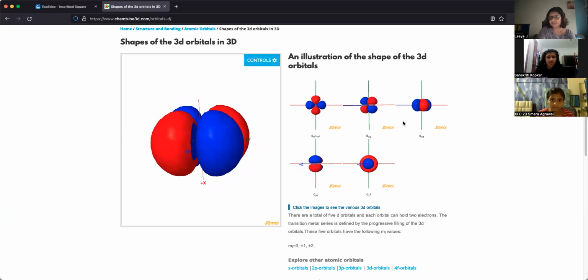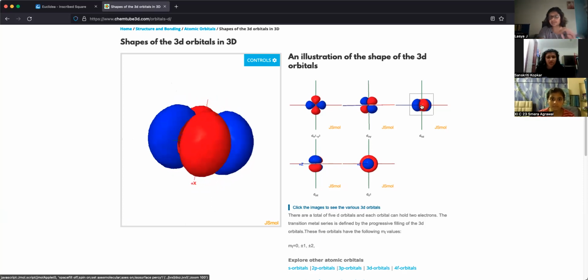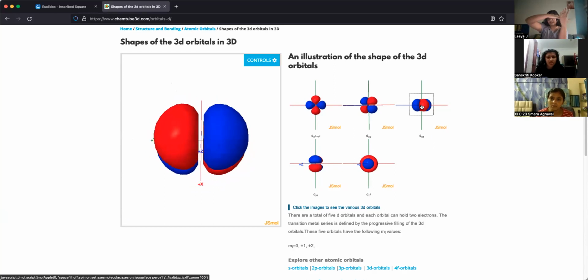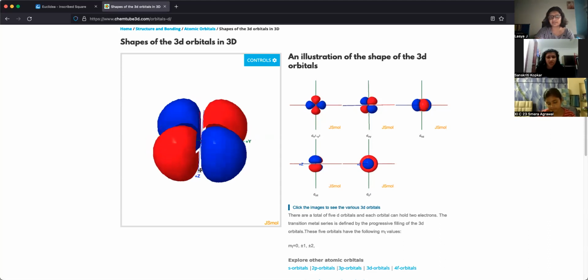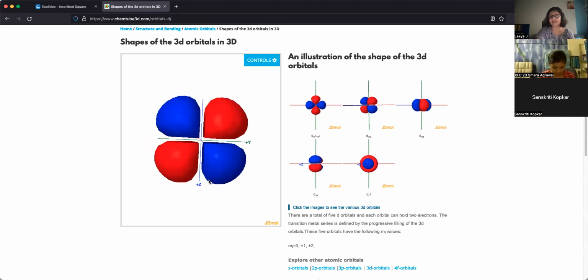Okay. So these three are very similar to each other. They're just, one is aligned this way, one is aligned this way, and one is aligned in this direction. These three directions. But all in all, they're between the axes. They're at 45 degrees to the axes.